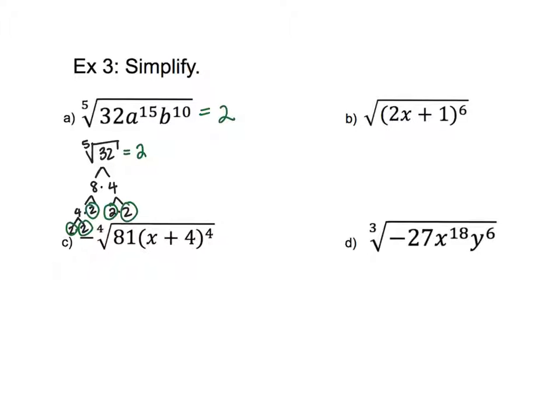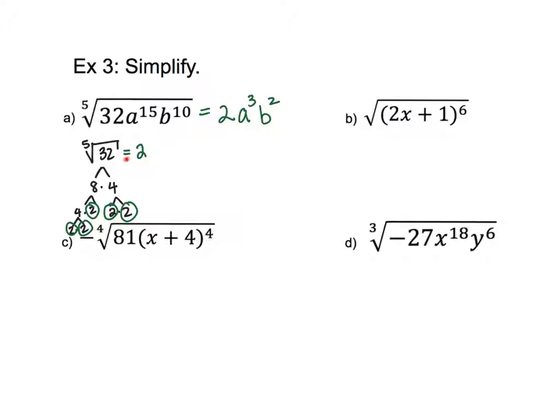So now what I'm going to do is take the root of the variables. A to the 15th power, so 15 divided by 5 gives me A to the 3rd power. B, which is to the 10th power, divided by 5, is going to give me B squared. So it's really important that when we have that constant there, you take the root of that, okay?